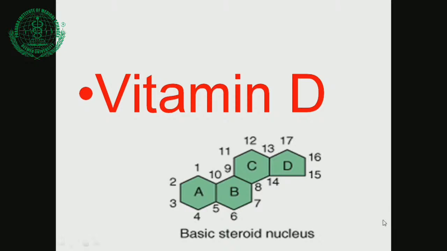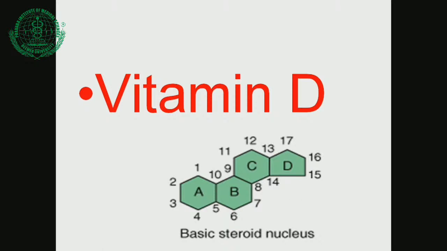Vitamin D is nothing but a hormone. Vitamin D is a hormone. Though it is classified as a vitamin, most of the vitamins are amines, isn't it? Proteins. But this is a steroid. This is a steroid nucleus. You can see this steroid nucleus. Everybody knows this nucleus. So this is called a basic steroid nucleus, and vitamin D is a steroid. And also it is called a hormone.